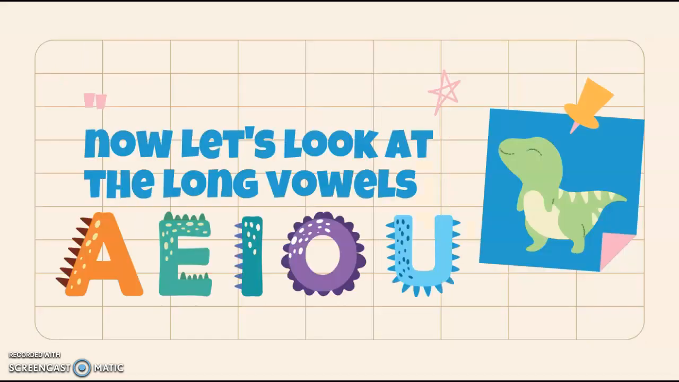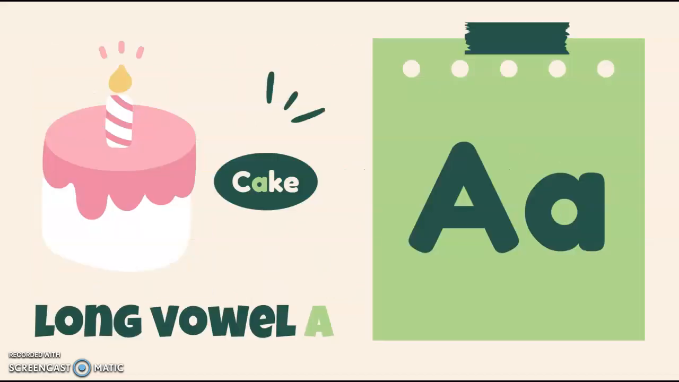Now class, let's look at the long vowels, which are A, E, I, O, U, which notice the long vowels say their letter. Once again, A, E, I, O, U. The first long vowel is A for cake.